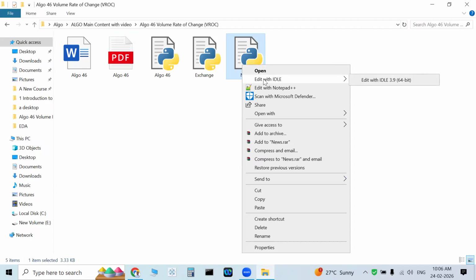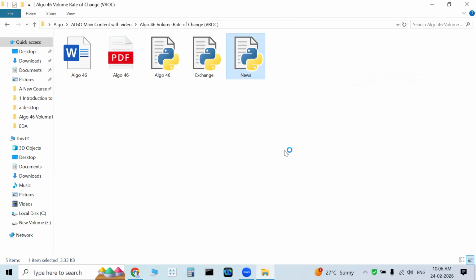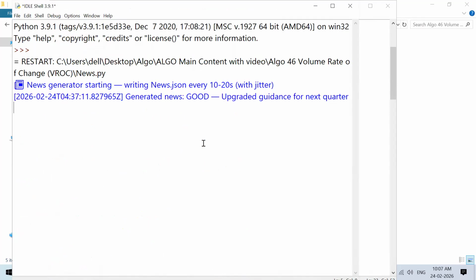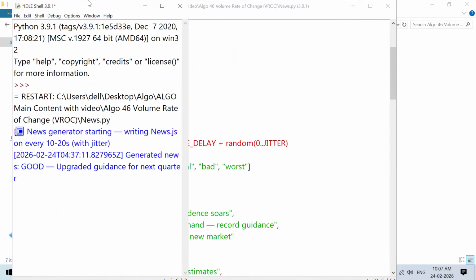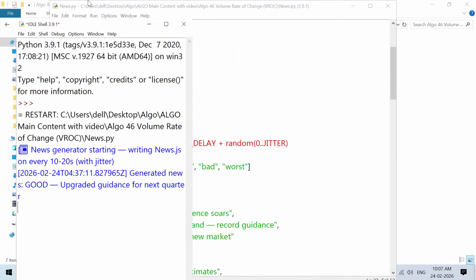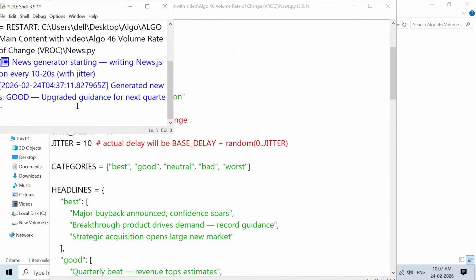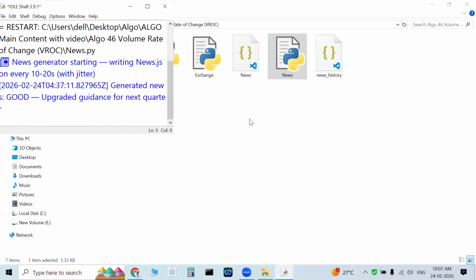Now I have artificially created the volume change in this market scenario. So I'm going to generate some news in the market artificially, and based on that we are going to change the trade pattern. There is the best news, good news, and neutral news. An artificial news item will be generated in a random pattern using this simulator, and every 10 to 20 seconds one news item will be generated. We have no control over what news will be generated. Based on this news, the market is going to react.